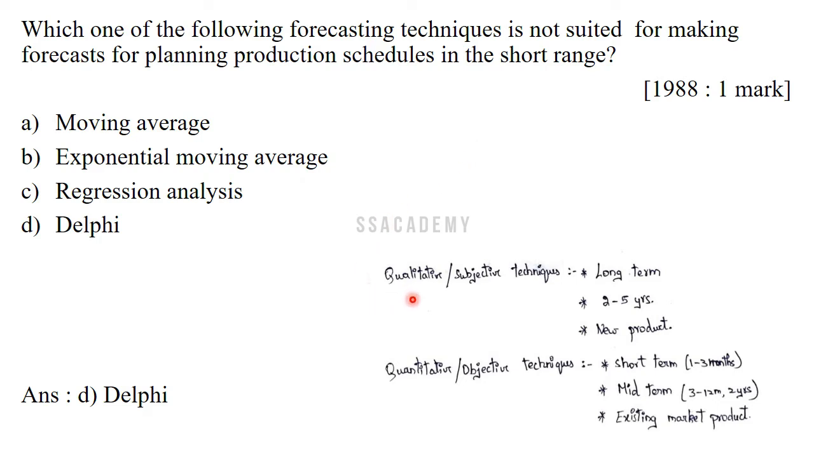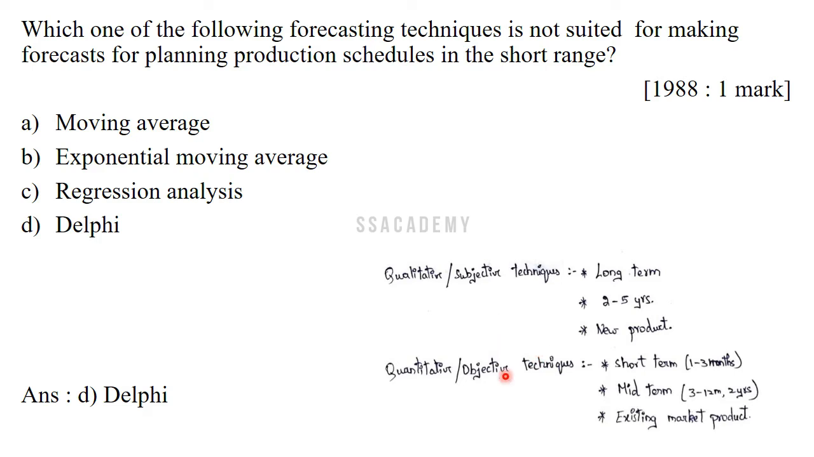Qualitative or subjective forecasting techniques are generally used for long-term forecasts, which is nearly 2 to 5 years. These techniques are suggested for new product induction into a market. At the same time, quantitative or objective forecasting techniques are preferred for short term and sometimes mid term. Short term refers to 1 to 3 months, and mid term refers to 3 to 12 months, up to 2 years. It is generally done for existing market products.